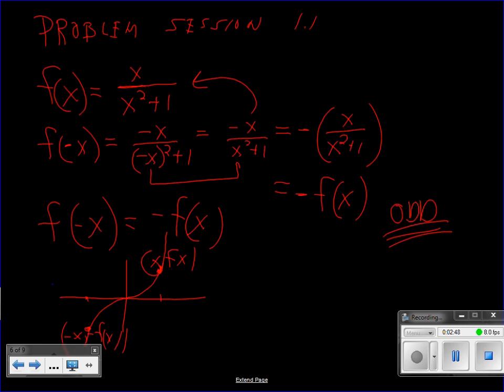All right, next problem. Is it odd, even, or neither? Odd, even, or neither. That's the game. So we'll say g of x is equal to x squared over x to the 4th plus 1. Well, that's a kind of a dead giveaway here.